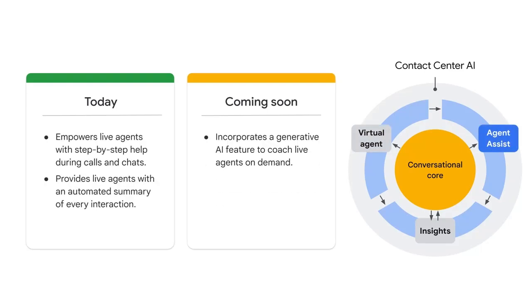Today, AI Agent Assist empowers live agents with step-by-step help during calls and chats. It also provides agents an automated summary of every interaction afterwards. In the near future, the Agent Assist will be enhanced with a generative AI feature that can coach live agents on demand.